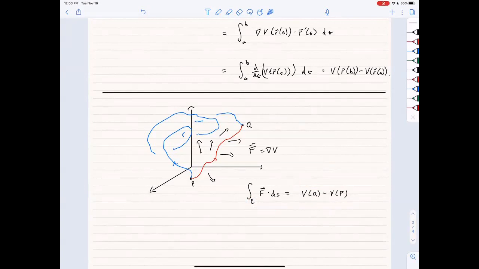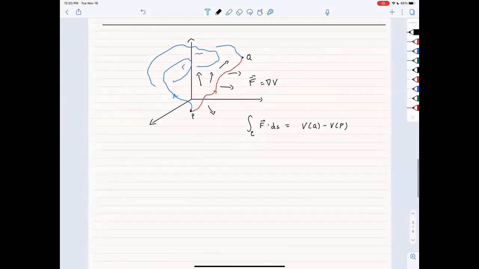But this is essentially a conservation of energy type of statement, saying no matter how you go from one point to another, it's going to take the same amount of energy, regardless of the path you take. This is where the word conservative vector field comes from. Mathematicians call this feature path independence. So we say the vector field is path independent.